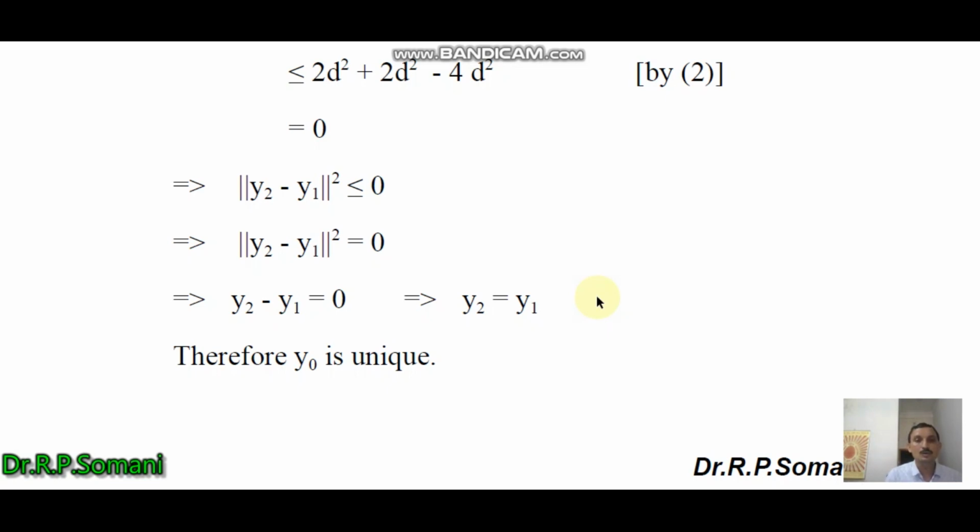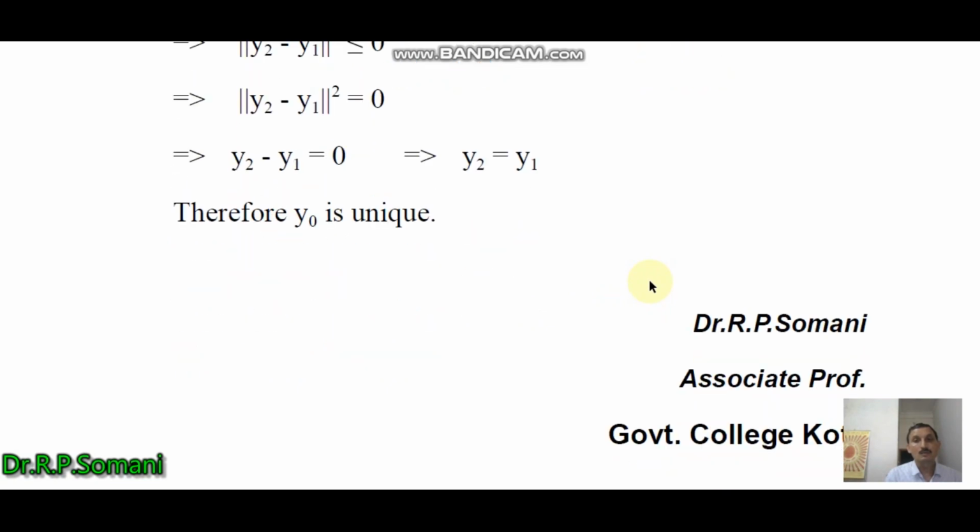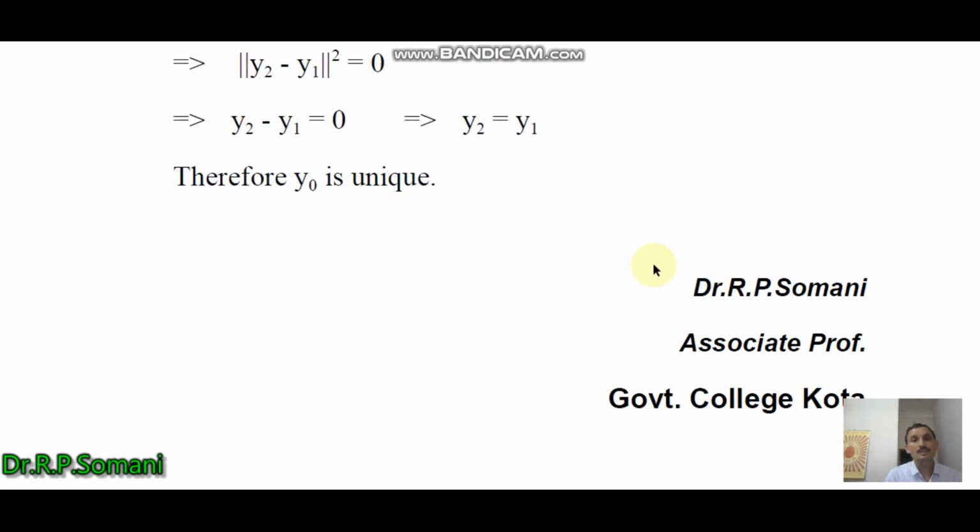So in today's lecture, we have studied the parallelogram law, polarization identity, convex set, closed convex set, and these two theorems that each closed convex set contains a unique vector of smallest norm. For more detail, students can refer to a book of functional analysis.